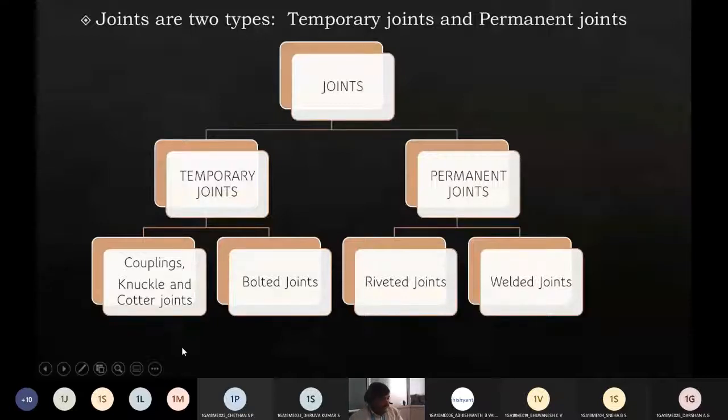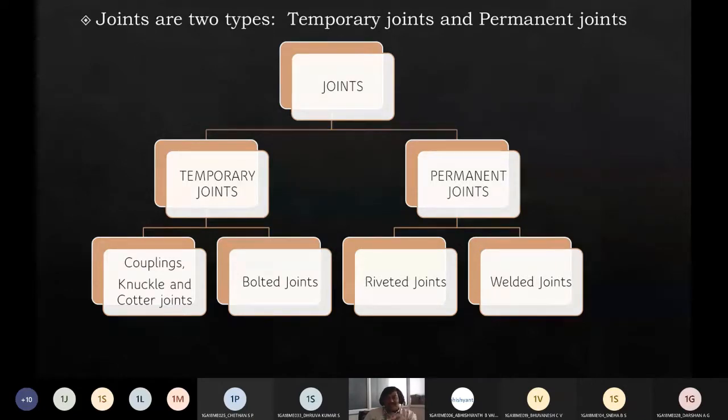So guys, actually I'm trying to talk about a new topic called joints. What do you mean by joint here? When I talk about joints, I mean assembly of components. Joints are mainly used to assemble the components. There are basically two types.